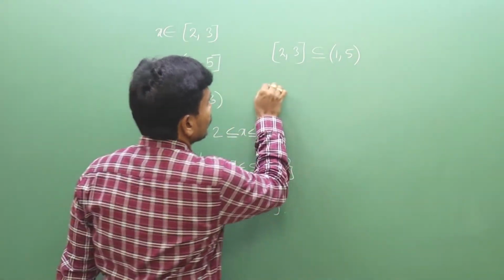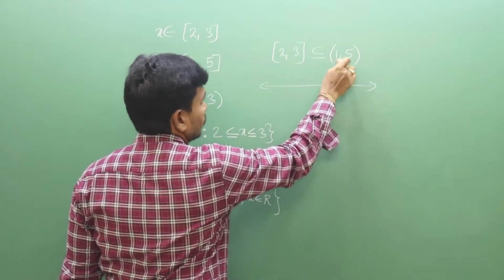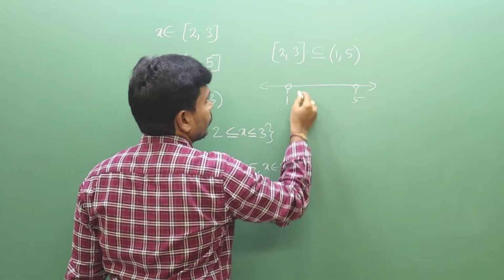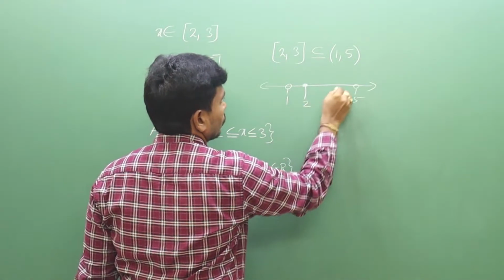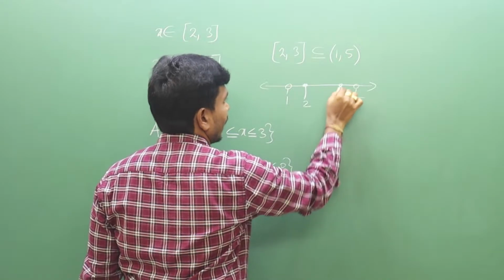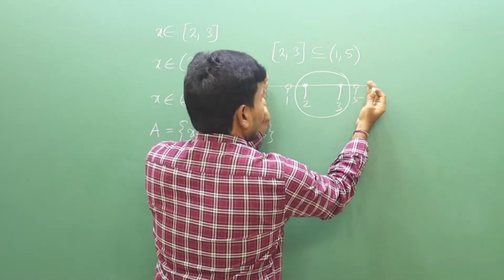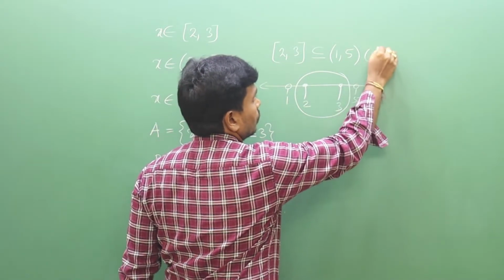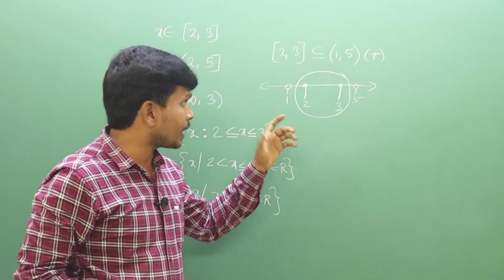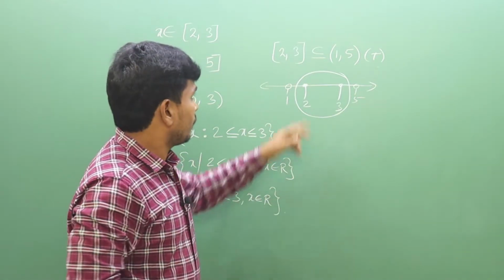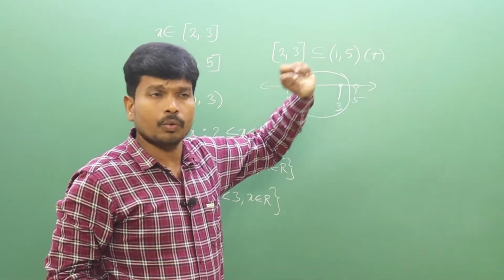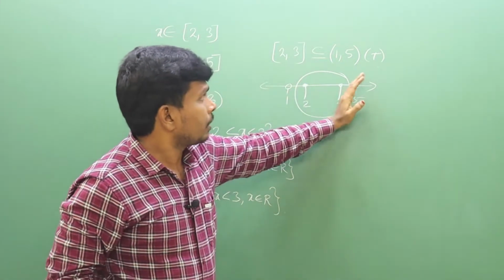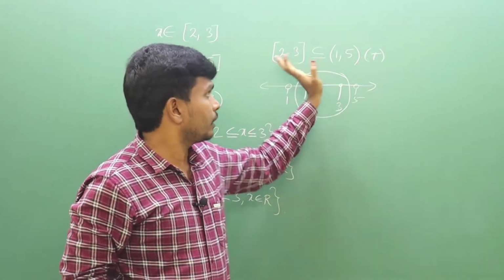Let's see. Observe the number line. So this interval you observe, open 1, open 5. Where will 2 be? 2 is here only. Closed 2, closed 3. So the entire interval is between 1 and 5. So it is a subset of it. It is true. Whether it is a subset or not, you have to tell me the answer. Whether it is true or false, it is true, because this entire interval is in the interval 1 comma 5. So that's why it is true.